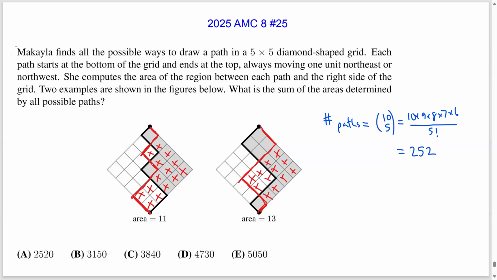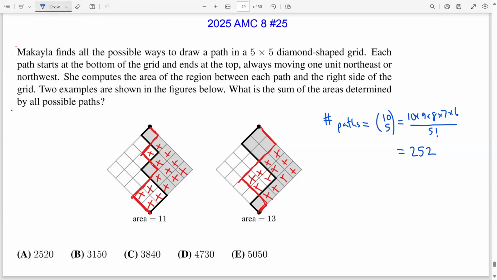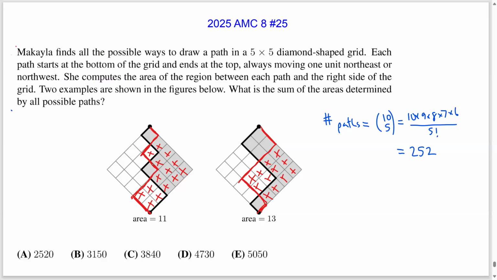So this means that out of the 252 paths, we can pair them off into 126 pairs, and the sum of the areas in each pair will be 25 square units. So this means that the sum of the areas is going to equal 126 times 25, which is 3150. The answer will be B.